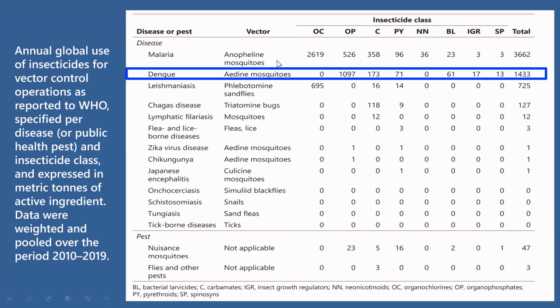This table shows you the burden of insecticide usage in terms of diseases. Malaria has used the most insecticide, over 3,000 metric tons, followed by dengue. But you can see again that in malaria, organochlorine is mainly used. However, in dengue, we do not use organochlorine.